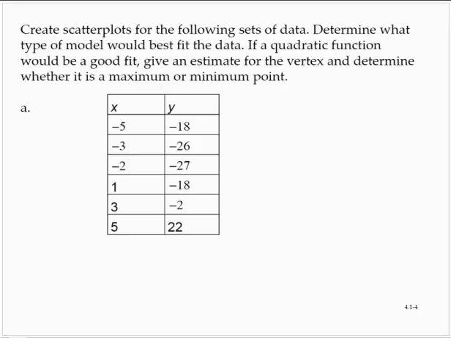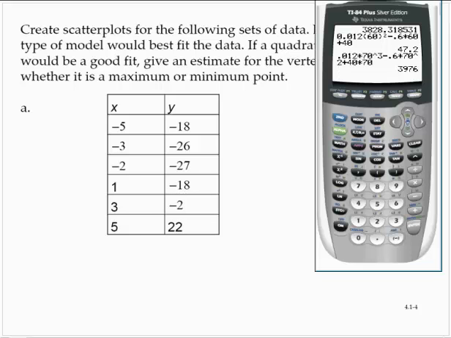So let's create a scatterplot. I'll use the calculator to do that. So let's go into our statistical features and edit. I'll clear out some of this old stuff here. Alright, list 1 we'll call x: -5, -3, -2, 1, 3, and 5, and the y values: -18, -26, -27, -18, -2, 22.